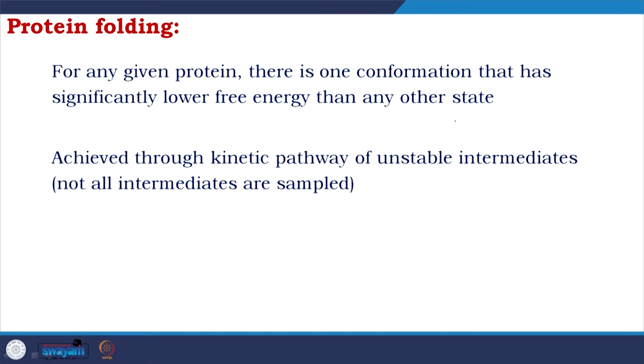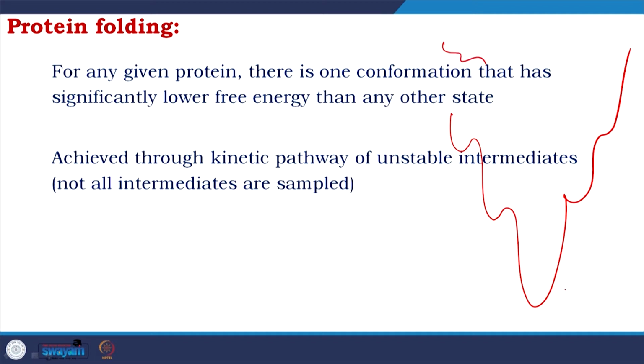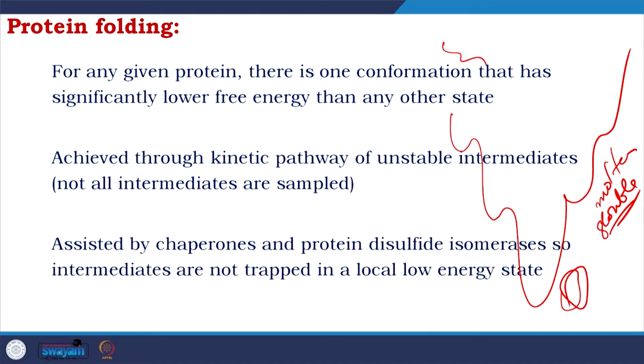So, if you look at what we are talking about, you will see that the protein has a complex energy graph, and from unfolded protein it comes to folded, and in between there are other states. Molten globule is an established theory, which is an intermediate. Assisted by chaperones and protein disulfide isomerases, which I was talking about, intermediates are not trapped in a local low energy state.